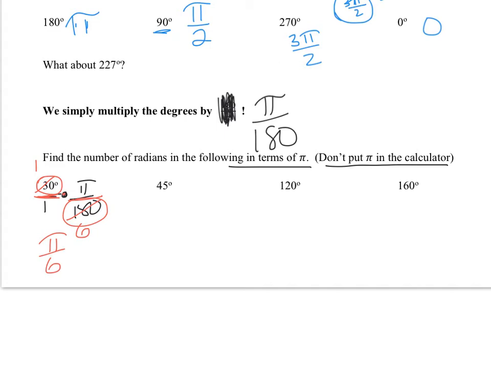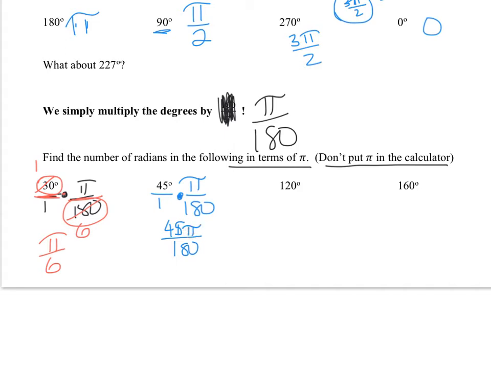If you don't understand that way, let's try it the straight calculator way. I like to make both of them fractions so we don't get confused. 45 degrees times pi over 180. And all you do is multiply across. So I get 45 pi over 180. Now that's not reduced. So what you can do is ignore this pi here.